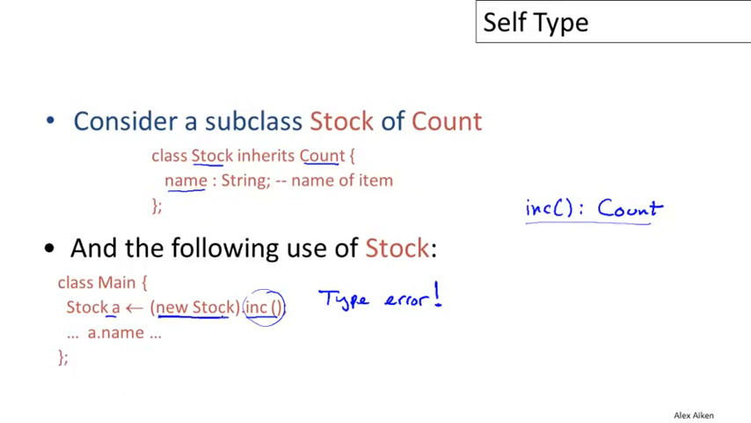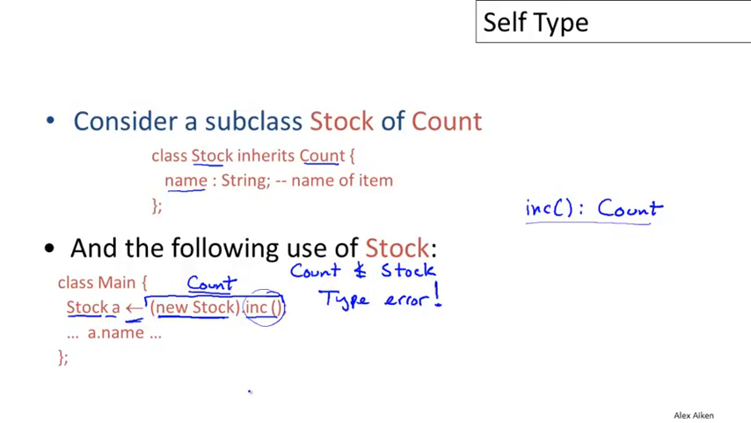So here we have a new Stock object. We call the increment method, but the type of this whole thing is a Count. And then we try to assign that to a Stock, but that doesn't work because Count is not a subtype of Stock. A variable of type Stock can't hold a value of type Count. And so the type system will report an error right here at the assignment statement.